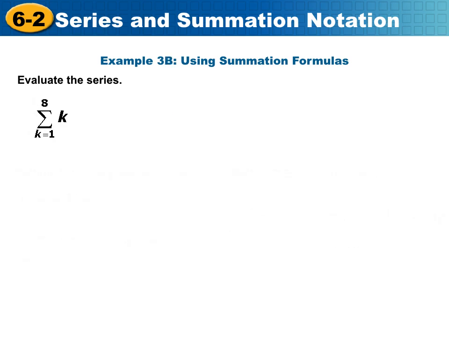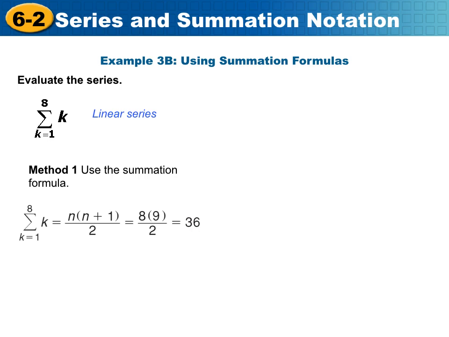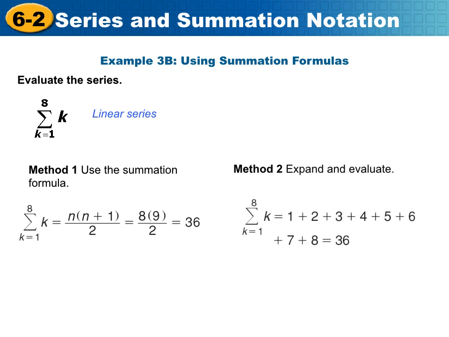Next one. Here I see k, which means it's a linear series. So let's apply the formula. N times n plus 1 over 2. What is n? N is the last value of k, which is 8 here. So 8 times 8 plus 1 over 2, which is 36. That's the first way. The second way is the long way. Write them down one by one and evaluate it.